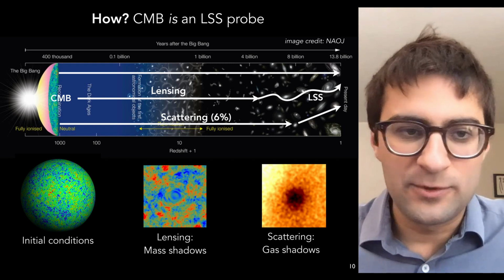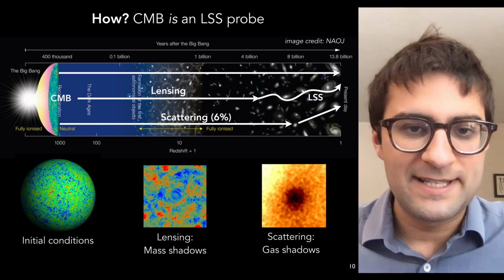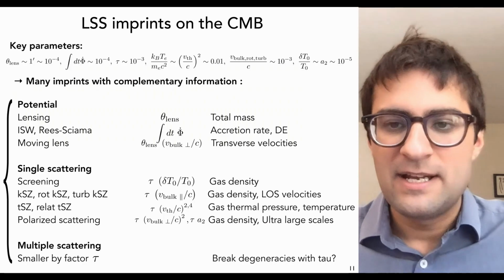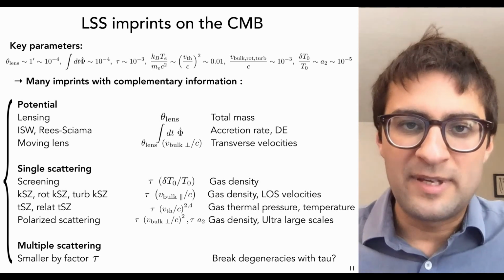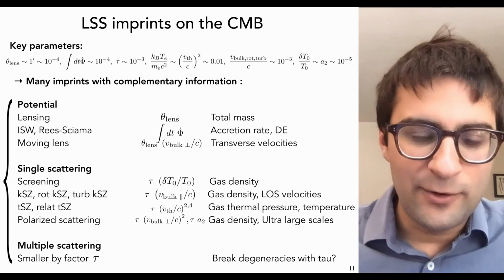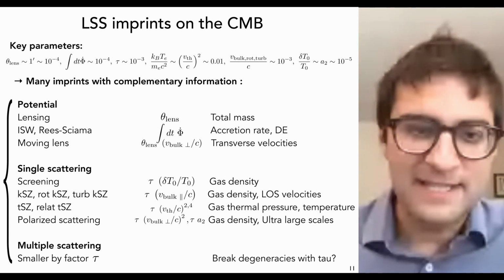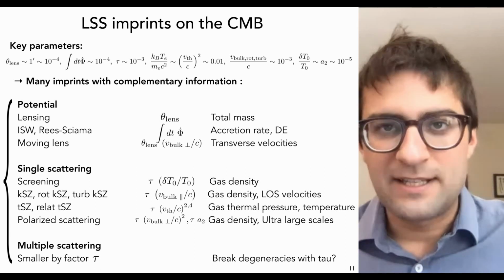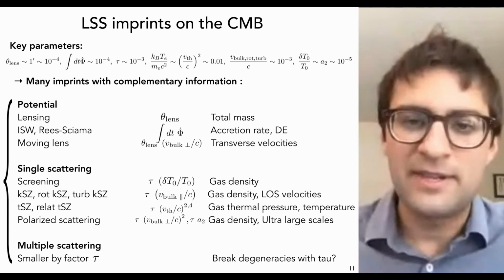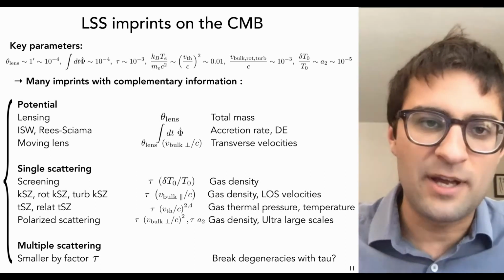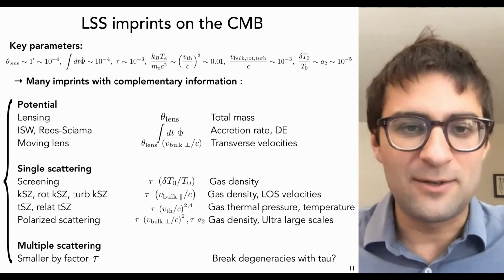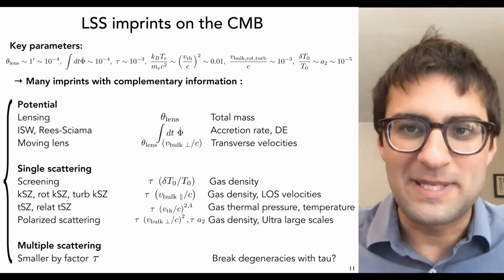For completeness, I thought I would mention the other CMB secondary anisotropies. So I talked about lensing and scattering. There's actually a variety of imprints of the large-scale structure onto the cosmic microwave background. And you may have heard all of these names listed here on the left. And I thought this slide could be helpful to put them in perspective, to organize them, and to show you how they all come from products of a few key dimensionless parameters. And so once you understand those key dimensionless parameters, you can generate all of the CMB secondary anisotropies.